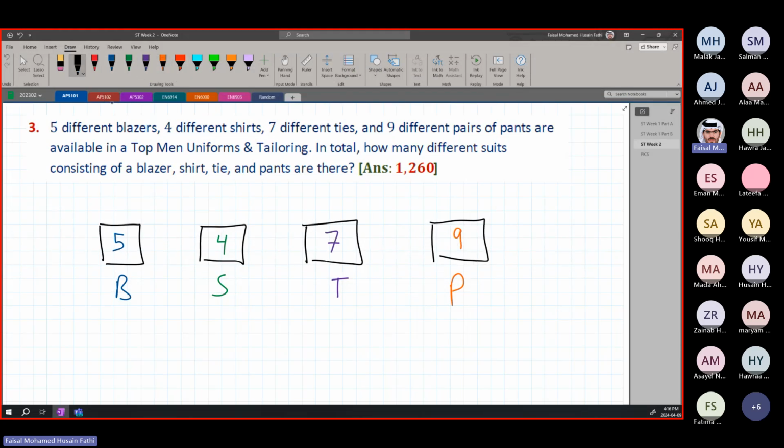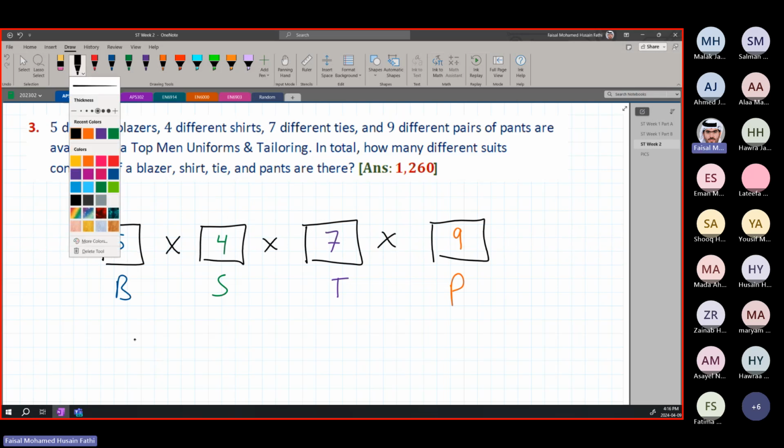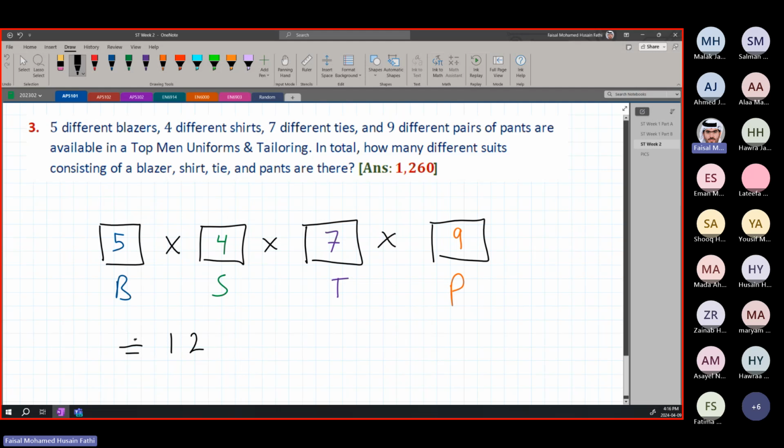And all you will do is multiply them with each other. And your answer is going to be equal to 1,260 different suits. Different suits means different combinations of both. All right? So this is how you get it.